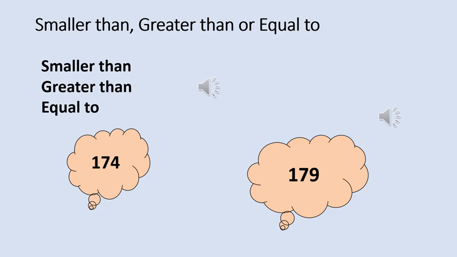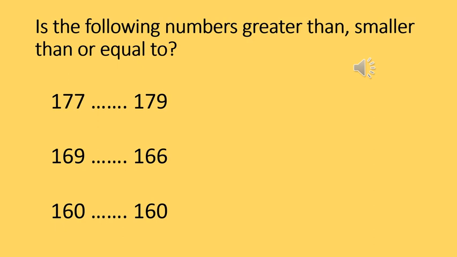Can you do the activity on your own? Look at the two clouds. We've got 174 and 179. Is 174 smaller than 179? Is it greater than 179? Or is it equal to 179? Correct! 174 is smaller than 179.